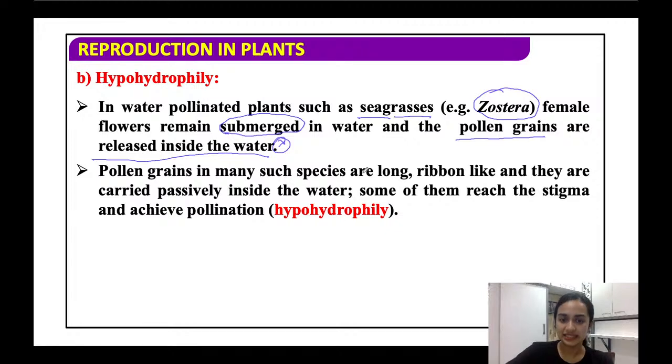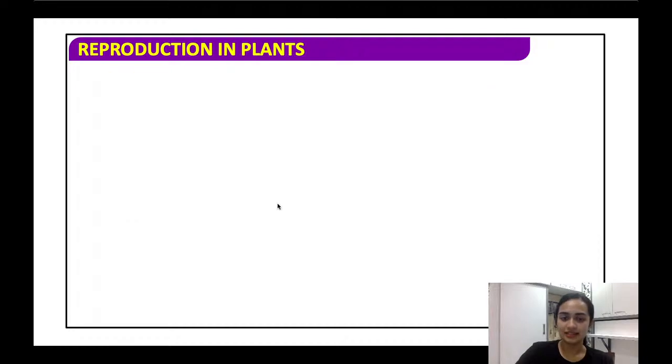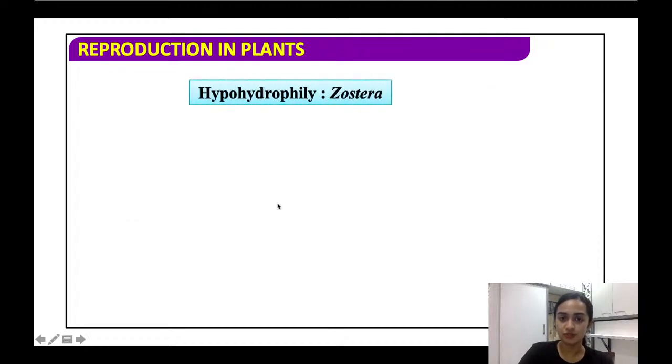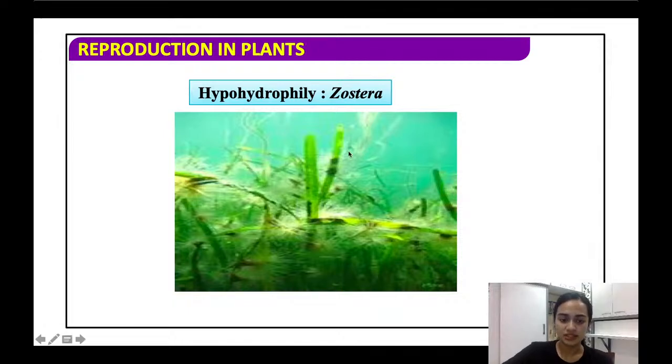Pollen grains in many such species are long, ribbon-like structures. Alright? And they are carried passively inside the water, the same way, by the water currents, and some of these manage to reach the stigma. Okay? And they achieve pollination. And this type is called hypohydrophily in Zostera. See, it is quite faint, but these are the pollen grains. You see the long ribbon-like structures. Here the stigma is submerged under water itself, and these pollen manage to reach the stigma.